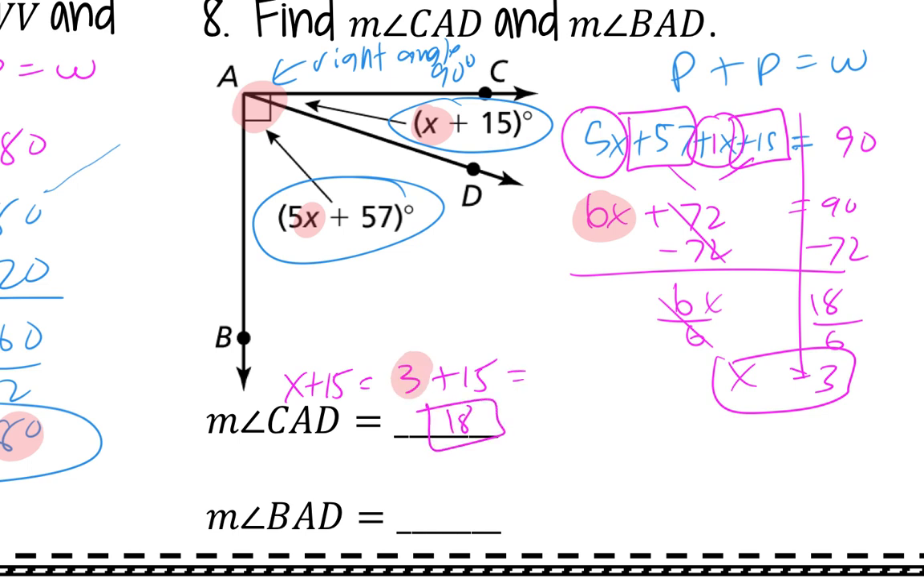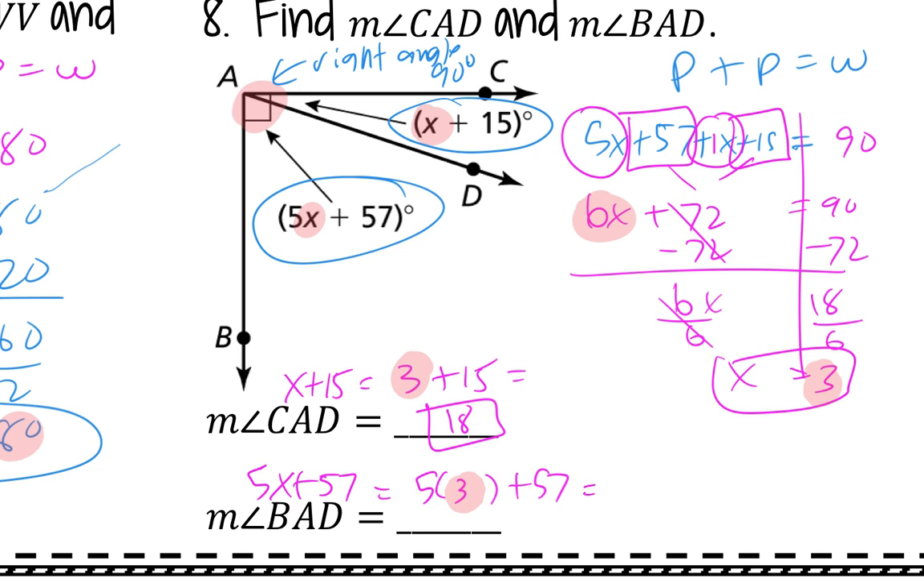Okay, keeping it moving, BAD. BAD is represented by 5x plus 57, right? 5x plus 57. So that means in place of the x, I'm going to put our value of 3, right? That's where we get that from, is 3, right over there. Okay, so now that we can do that, we can just type that into our calculator, and that will give us the answer of 72, right?